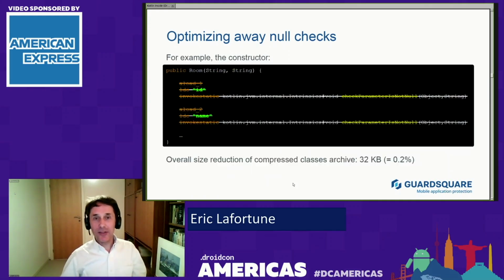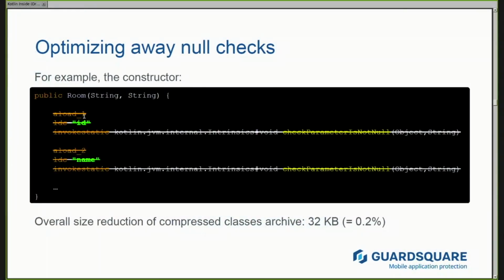Of course, we need to check that if that's really happening, and indeed, in the constructor of the room class, these assertions have been removed after specifying these assumptions. Now, there's a reduction in size, of course, because of this. And to be honest, I was a bit disappointed here. It's just a reduction by 32 kilobytes. It's always nice to know that the calls are gone, but the reduction is relatively small.